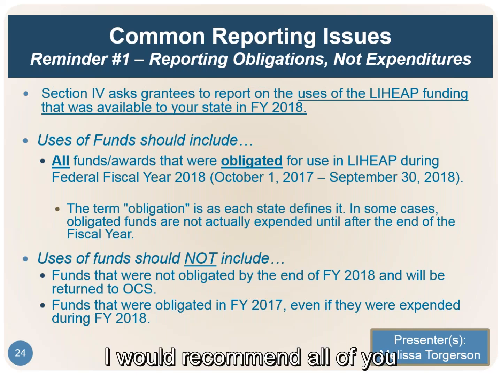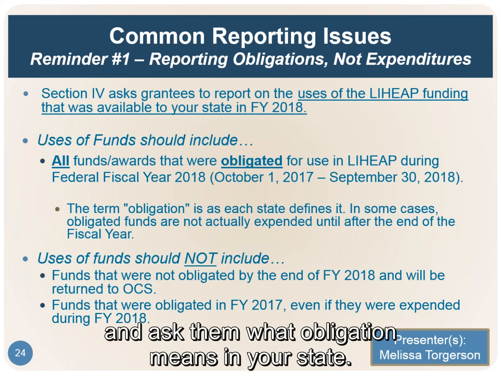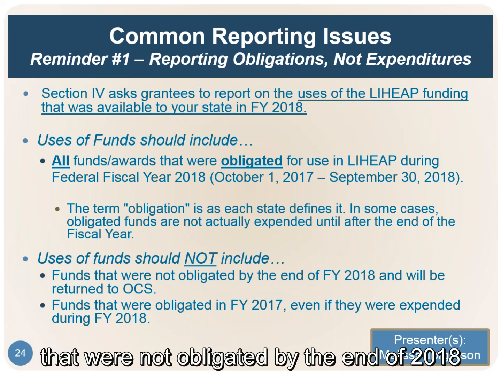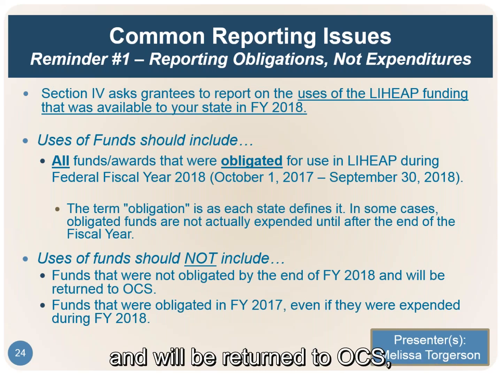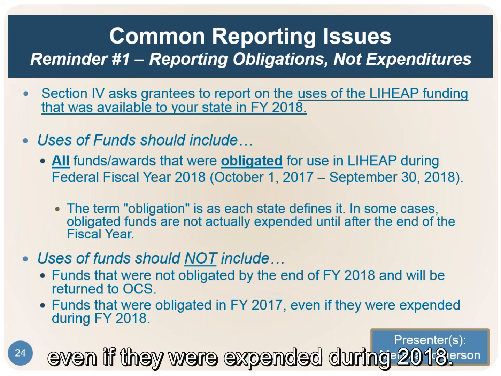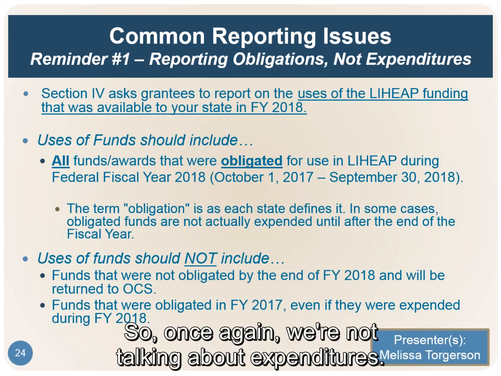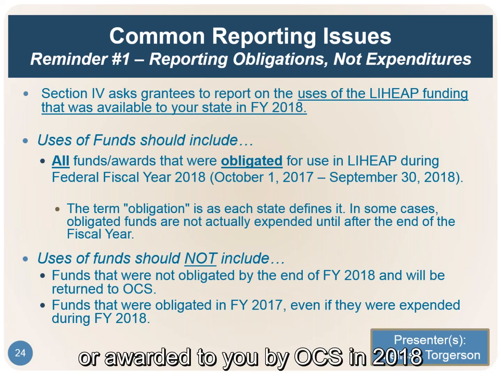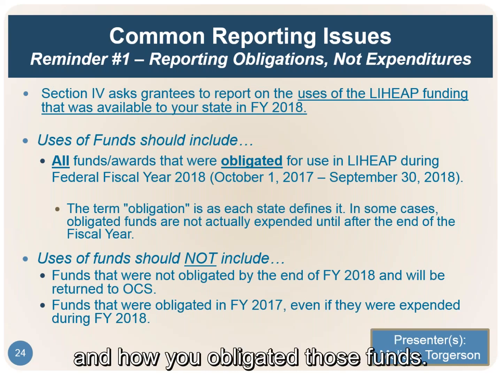I would recommend all of you go to your fiscal or grant management staff and ask them what obligation means in your state. Uses of funds should not include funds that were not obligated by the end of 2018 and will be returned to OCS, and funds that were obligated in 2017 even if they were expended during 2018. So once again, we're not talking about expenditures, we're talking about the money that was awarded to you by OCS in 2018 and how you obligated those funds.